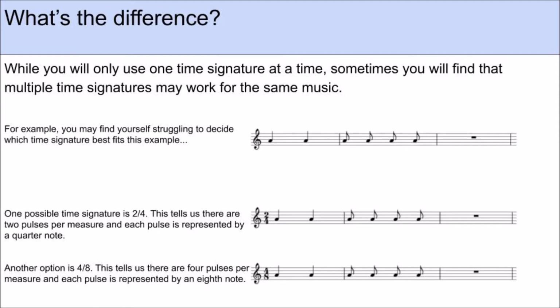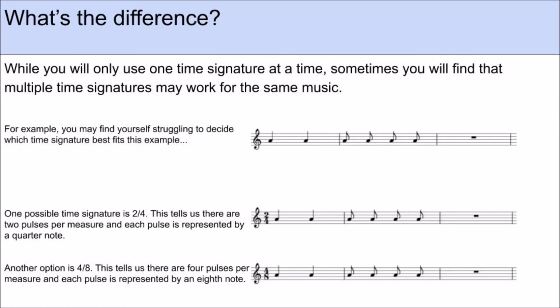There are 2 possible time signatures you could use for this type of music. One possible time signature is 2-4. This tells us that there are 2 pulses per measure and that each pulse is represented by a quarter note. Another option is 4/8. This tells us that there are 4 pulses per measure and each pulse is represented by an eighth note.